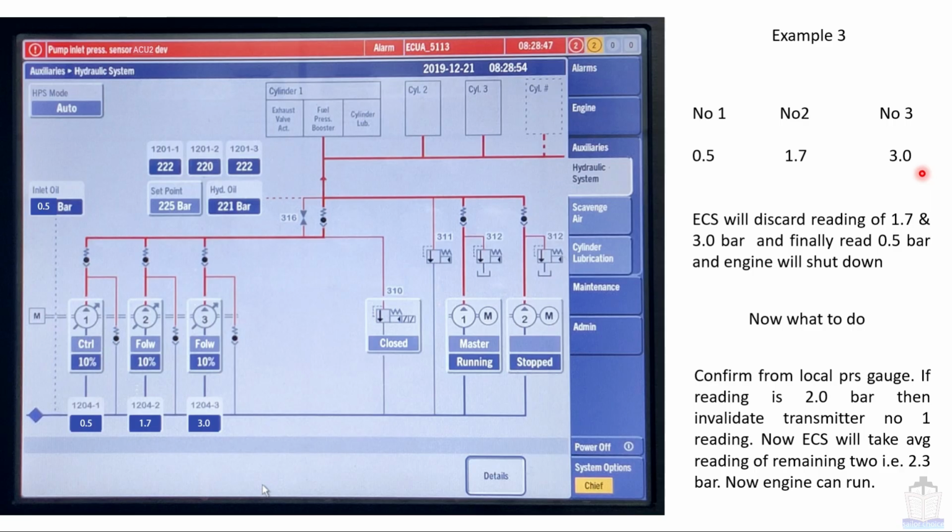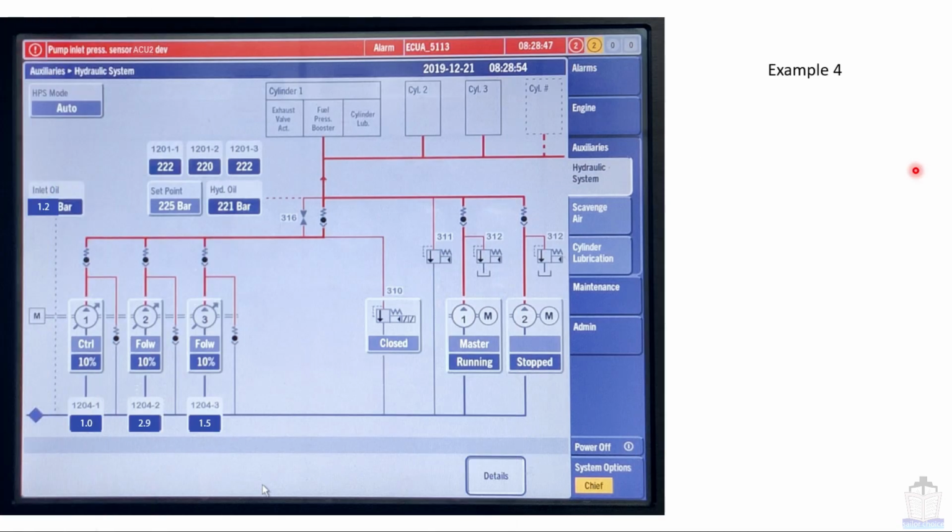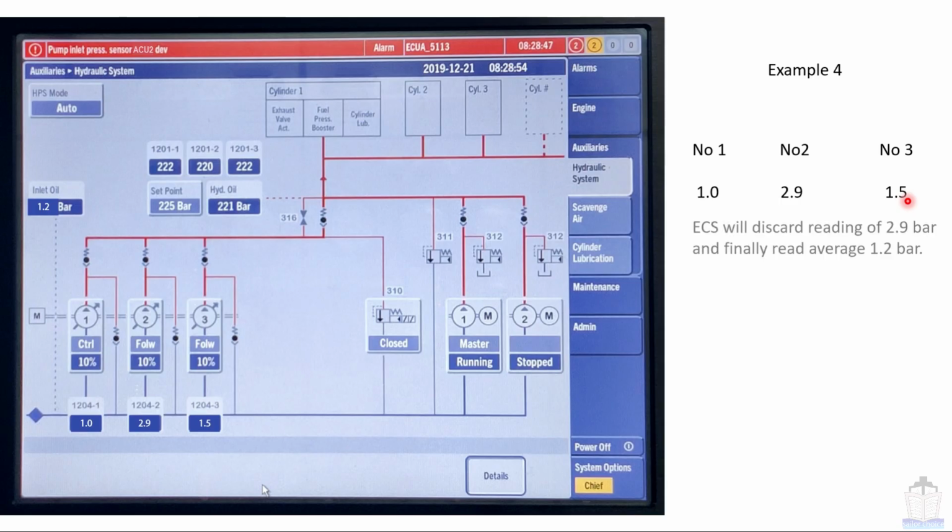Now going to see example number 4. Reading is 1 bar, 2.9 bar and 1.5 bar. The difference between number 1 and number 2 is more than 1 bar. Number 2 and number 3 also more than 1 bar, but difference between number 1 and number 3 is not more than 1 bar. So what action will the ECS take? ECS will discard reading of 2.9 bar and finally read average 1.2 bar because as per the algorithm number 2 unit reading is erratic. Now what to do? In this case, no need to do anything.